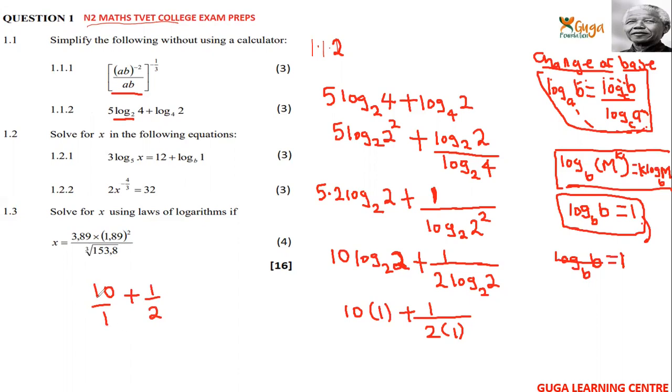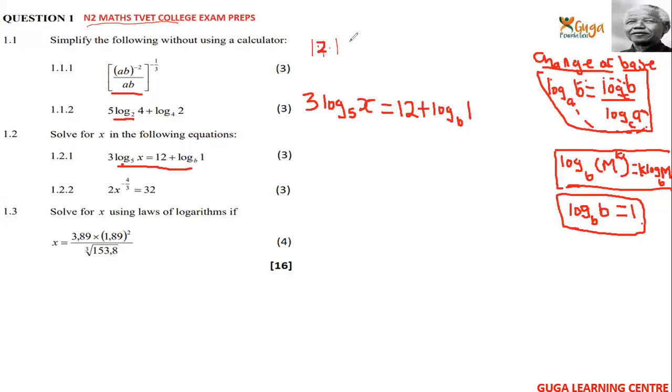When you're here, your LCD, lowest common denominator, you multiply this side by 2, you multiply this side by 2, then you've got 20 plus 1 all over by 2, which should be 21 over 2. You can leave your answer there. Okay, let's go to the next one.